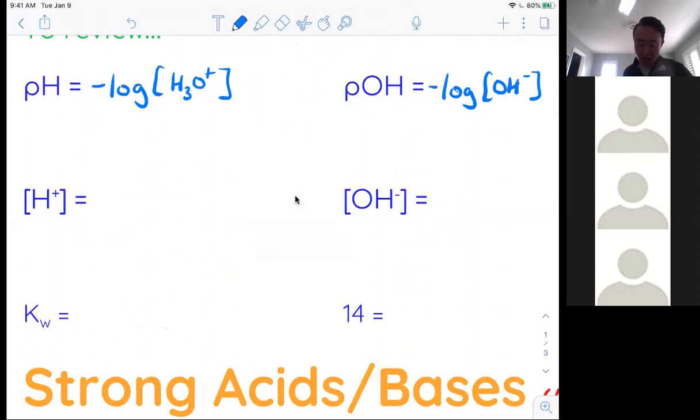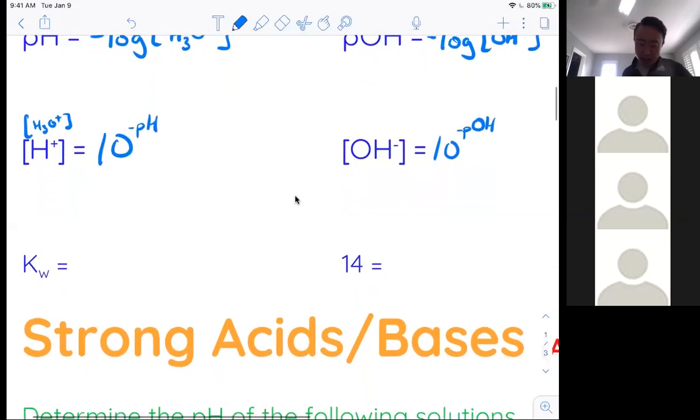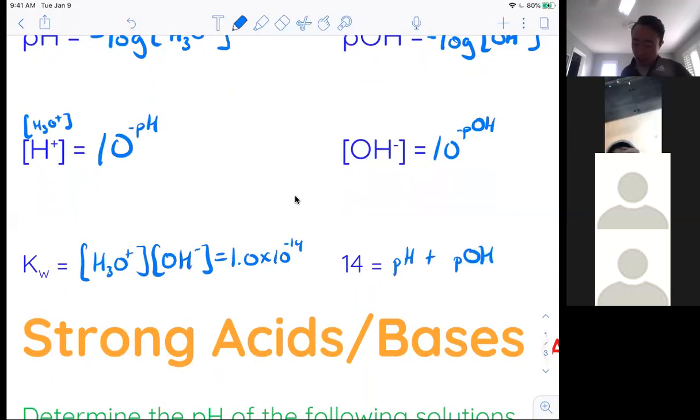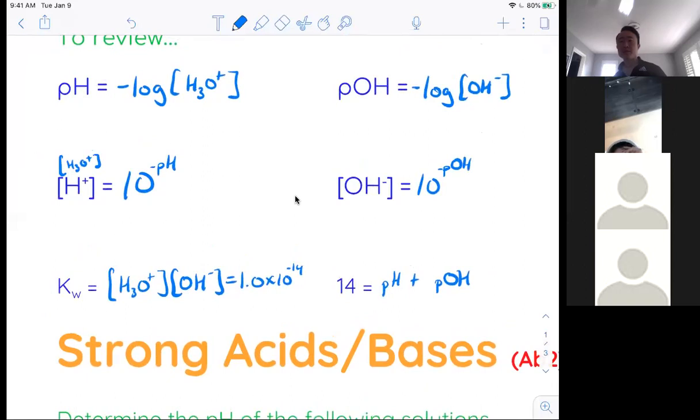The H plus ion concentration, or H3O plus, either way is fine, is equivalent to 10 to the negative pH, and the concentration of OH minus is then 10 to the negative pOH. And lastly, some tricks to go in between the concentrations and pHs and pOHs. On the bottom, Kw equals the concentrations of H3O plus or H plus times OH minus, and that is a constant value of 1.0 times 10 to the negative 14. And then lastly, 14 is pH plus pOH. There's our review from the other day, okay? All right.